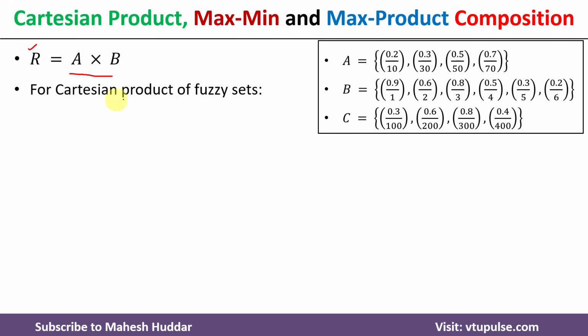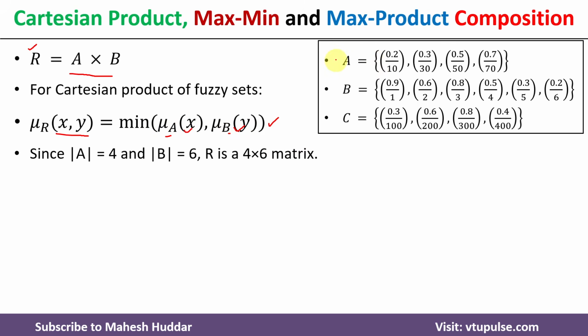For the Cartesian product of fuzzy sets, we need to use this formula, that is membership value of (x, y), which is equal to the minimum of the membership value of x in fuzzy set A and y in fuzzy set B. Here we can see that the fuzzy set A contains 4 membership values and the fuzzy set B contains 6 membership values. So we'll get a 4 by 6 relation matrix. Now we will compute the Cartesian product row by row.